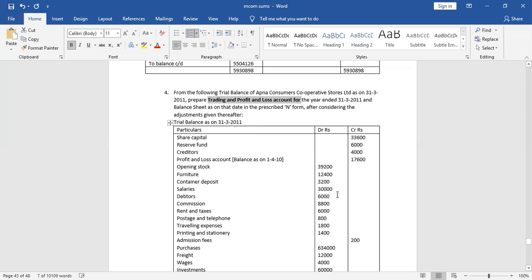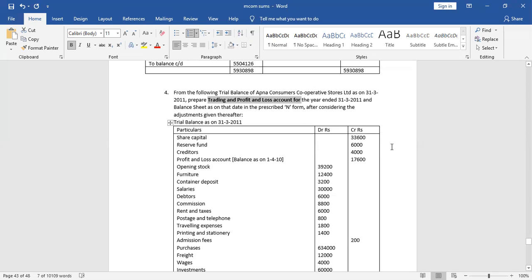Now we have the trial balance. Debit side will be asset and expense. Credit side will be income and liability. So that basic remains the same. So share capital is liability, reserve fund liability, creditors. Here we have a final account similar to the ones we do for a business. Here we are not preparing income and expenditure, we are preparing the profit and loss and trading account. So this is very easy compared to the last one also.